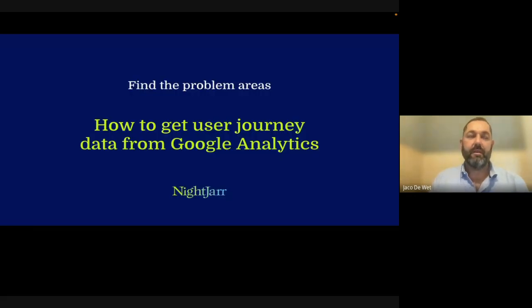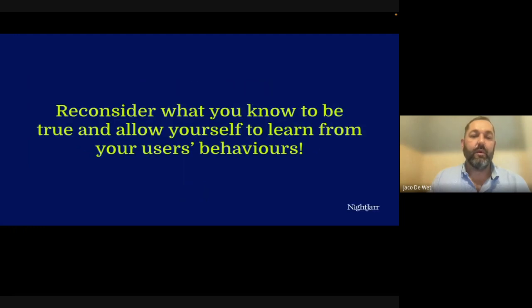So finding problem areas is typically something that you need to do through data, right? And one of the main data sources would be your Google Analytics. What's beautiful about analytics is that they do cater to the need for identifying those problem areas. They have massive years of experience in dealing with that. But the one thing you need to remember to teach yourself is to reconsider what you know to be true and allow yourself to learn from your users' behaviors.